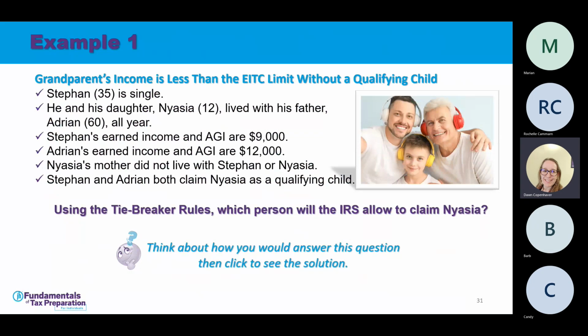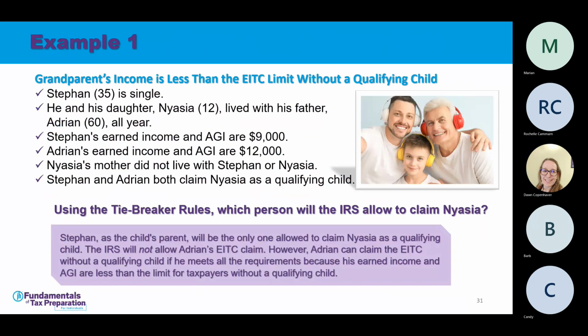Under the tax tiebreaker rules, which person will the IRS allow to claim Nyaja? So Stephen, as the child's parent, will be the only one allowed to claim his daughter as a qualifying child. The IRS will not allow Adrian's EITC claim. However, Adrian can then claim earned income tax credit under the rules for someone without a qualifying child if he meets all of the other requirements, because his earned income and AGI are less than the limit for taxpayers without a qualifying child.